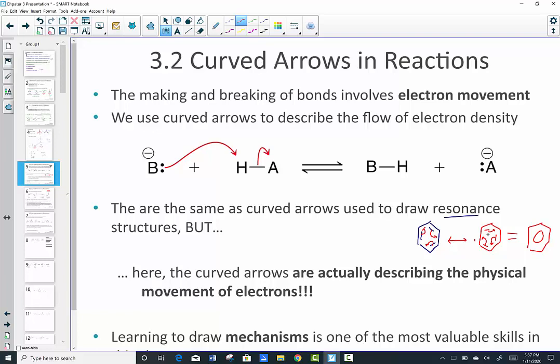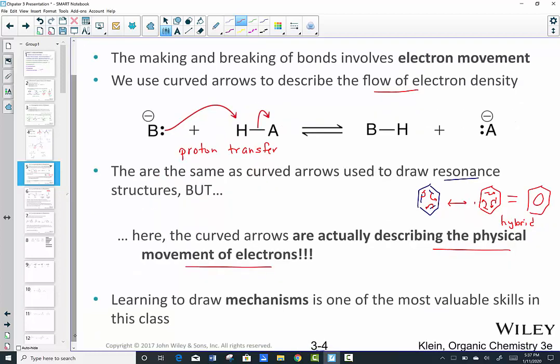The arrows are representing electron flow. We're using them to represent a proton transfer, which is actual chemistry, right? So I'm actually moving electrons in a reaction mechanism. They are physically movement of electrons, not a resonance structure, which is a hybrid, but an actual movement from reactants making new products. Learning to draw these electron arrows is of critical importance, every time we introduce a reaction mechanism and dive in for understanding, we're tracking electron flow.